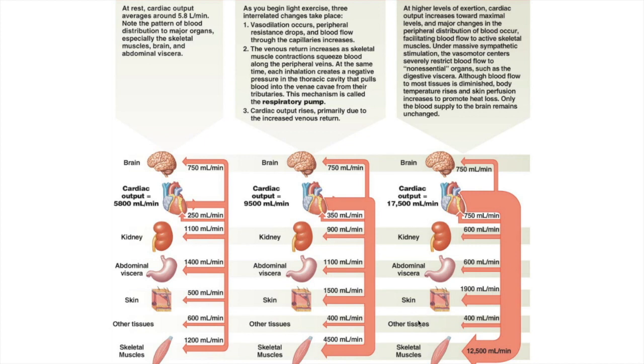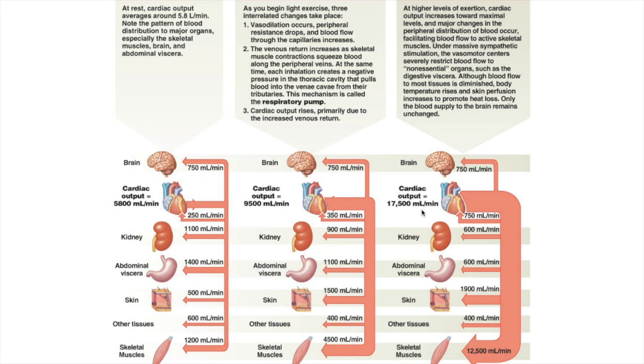This figure shows how cardiac output and blood distribution can be changed during exercise. So here we have rest, light exercise, and heavy exercise. You can see the total cardiac output goes from 5,800 to 17,500. So it's increased at least triple. Pretty amazing what our bodies can do.